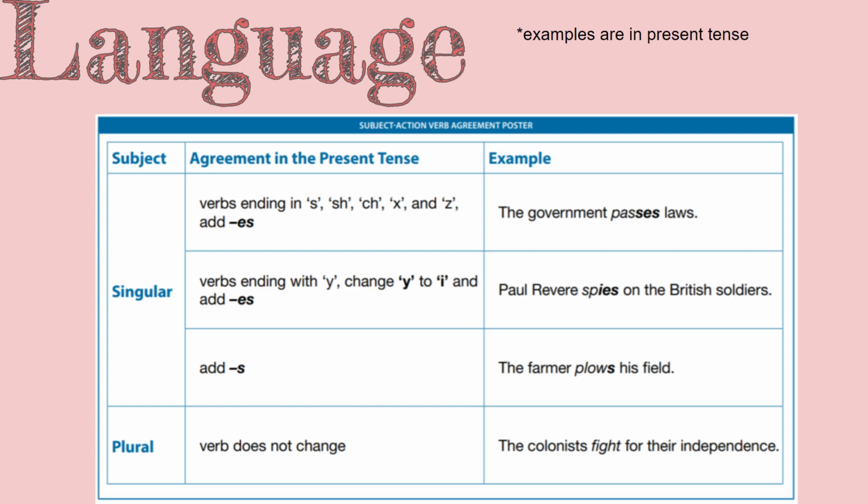The farmer plows his field. Okay. When I'm looking at a plural subject, more than one person or more than one thing, the verb does not change. So the colonists fight for their independence. Notice that fight just stays as regular fight.